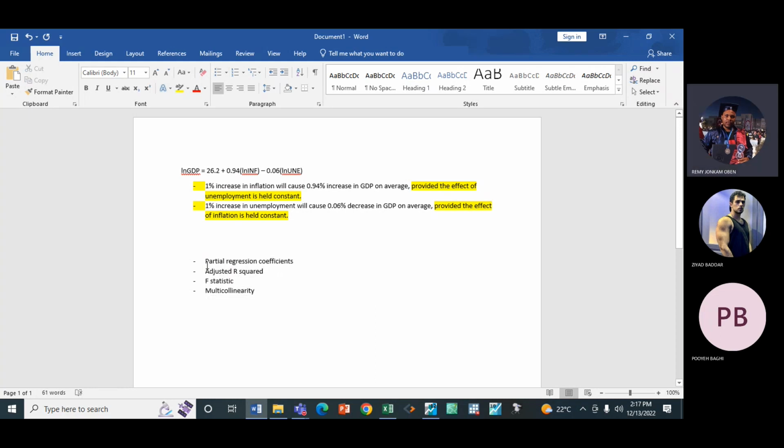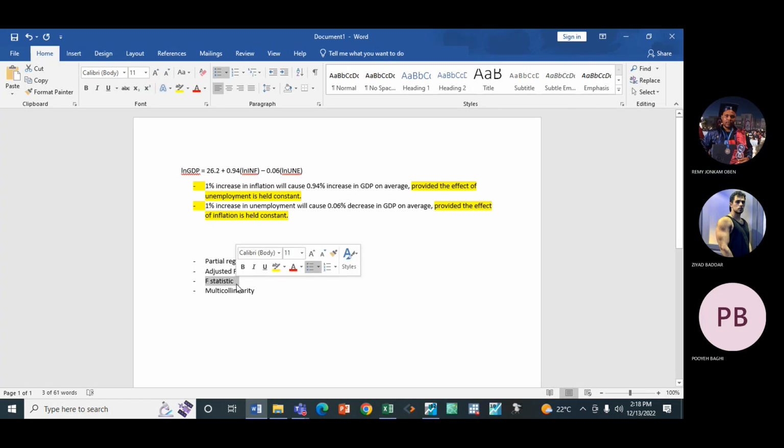Why? With the partial regression coefficients, I've explained why. Because with multiple regression, you have more than one regressor. So if you want to interpret one, you must hold the others constant. But in simple regression, you have just one regressor. So there's nothing to hold constant, so it's not relevant, right? Now, the adjusted R squared shows us the punishment whenever we add an extra variable to the model. So it means you have more than one regressor. But with simple regression, there is just one variable. So adjusted R squared is not important.